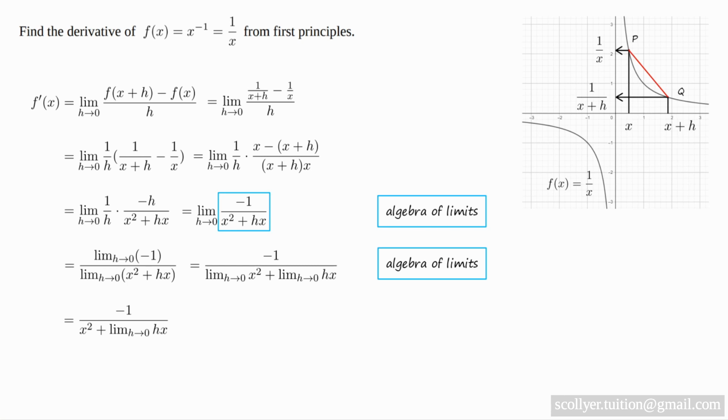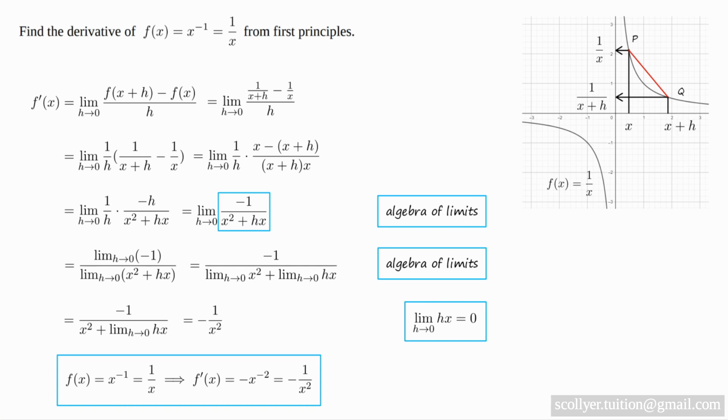And since the limit as h tends to 0 of x^2 is x^2, since x^2 does not vary with h, we obtain -1/(x^2 + the limit as h tends to 0 of hx). If we bear in mind that here x is playing the role of a fixed number, it should be clear that the limit as h tends to 0 of hx is 0, and so the expression reduces to -1/x^2, bearing in mind this fact just mentioned.